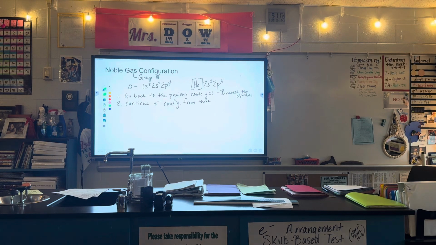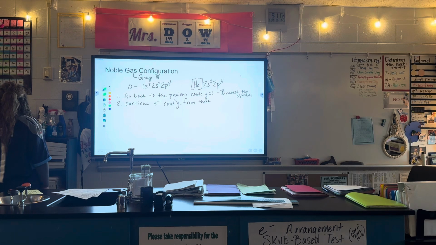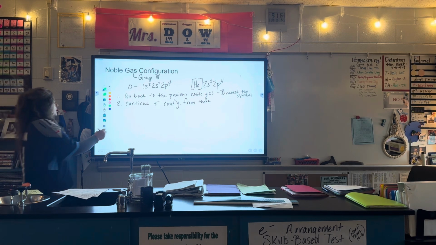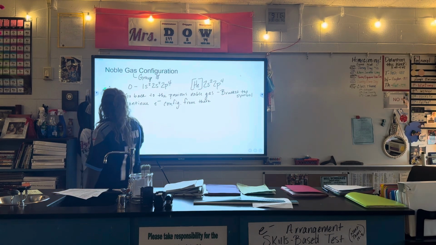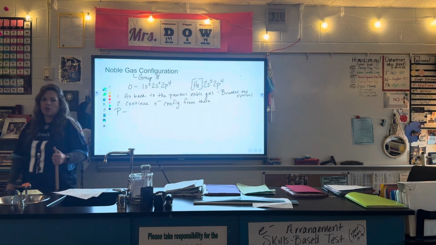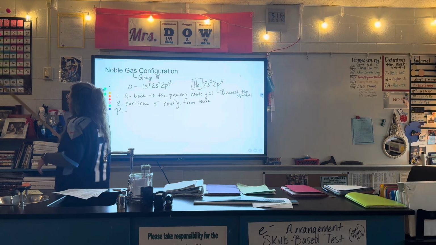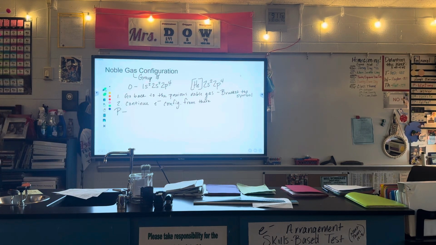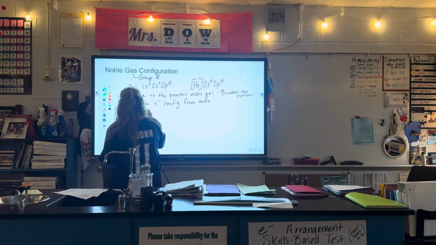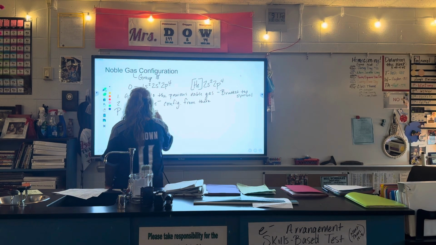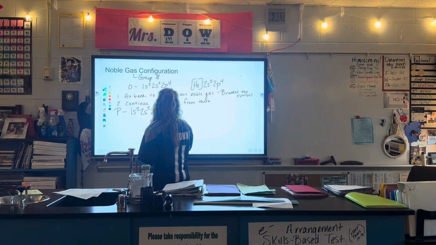All right, so does anyone want to do the full electron configuration for phosphorus? Anyone want to? All right, Caleb's going to try. Caleb, what would we have here? Phosphorus, the full one. 1s squared, 2s squared, 2p6, 3s squared, 3p to the third. Perfect.